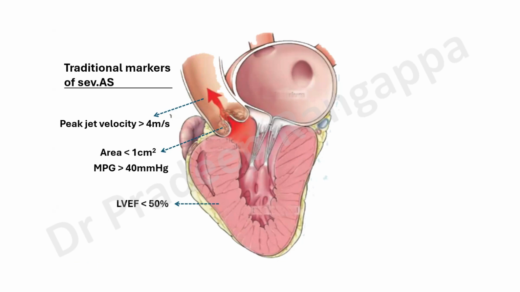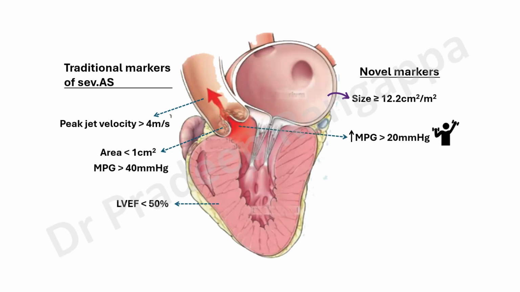So there are certain novel markers. Novel markers, because the LV is hypertrophied and the LV is working hard to eject the blood into the aorta. So there is a backflow which causes left atrial enlargement. If the atrial size is more than 12.2 centimeter, these are the newer novel markers. Or if there is an increase in the mean pressure gradient following the patient's exercise, and the mean pressure gradient increases to more than 20 millimeter mercury, we call it severe AS. This is a newer marker.